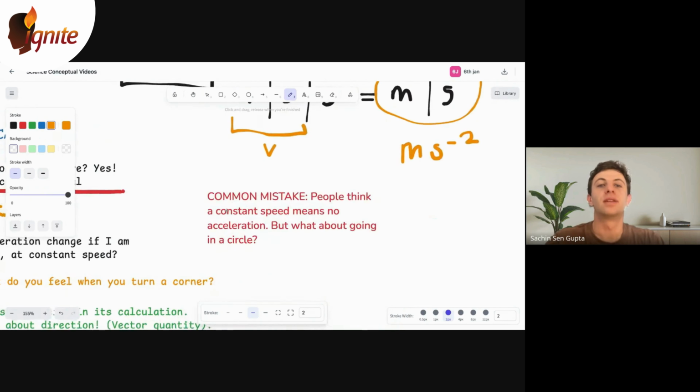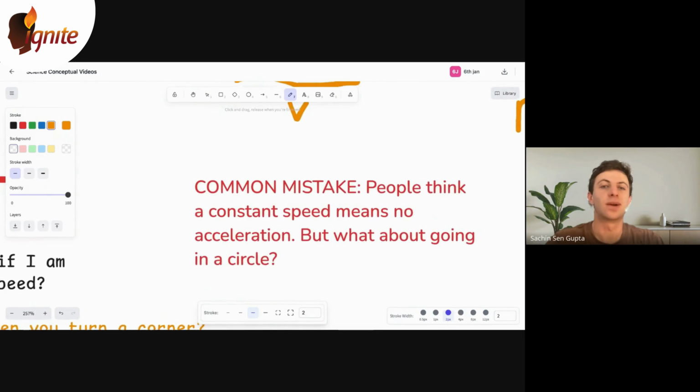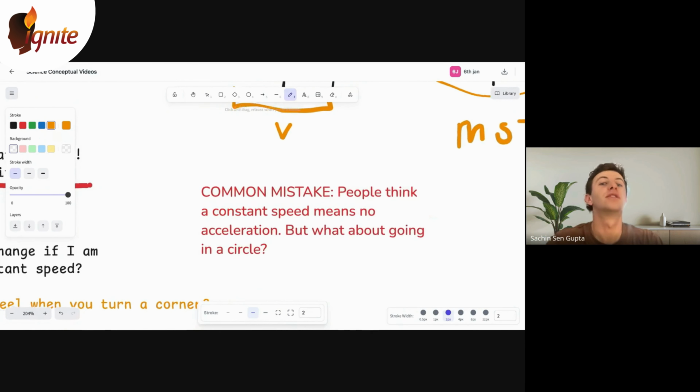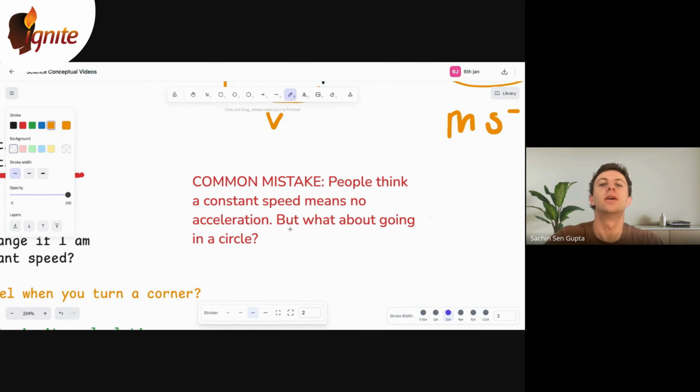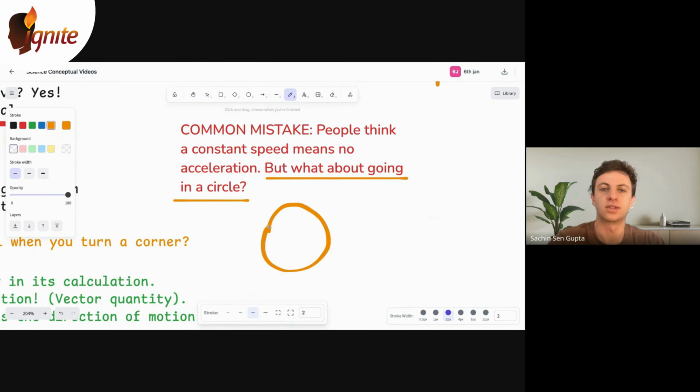Now, a lot of people think that going at a constant speed means no acceleration, which is true only if there's no change in direction, right? Because remember, acceleration is a vector quantity, so it also cares about direction. As I said here, what about going in a circle? If we're going constantly in a circle, you see how we're changing the direction? We're always going, what is it?